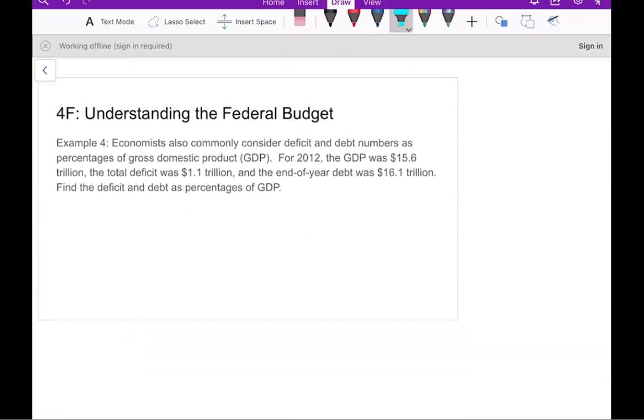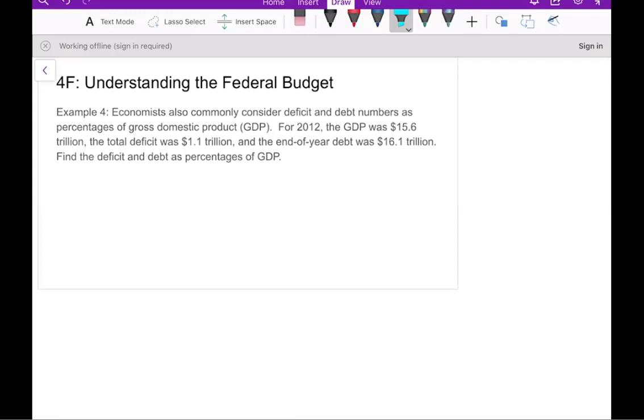Now, economists also commonly consider deficit and debt numbers as percentages of gross domestic product. For 2012, the gross domestic product was 15.6 trillion, the total deficit was 1.1 trillion, and the end of year debt was 16.1 trillion. So we're going to find the deficit and debt as percentages of the gross domestic product.